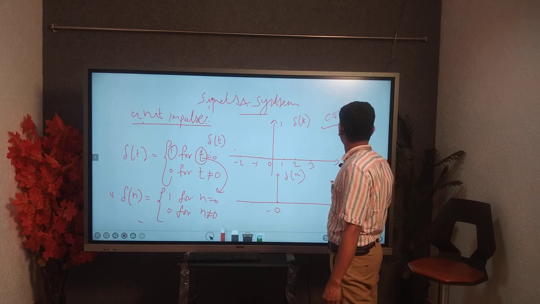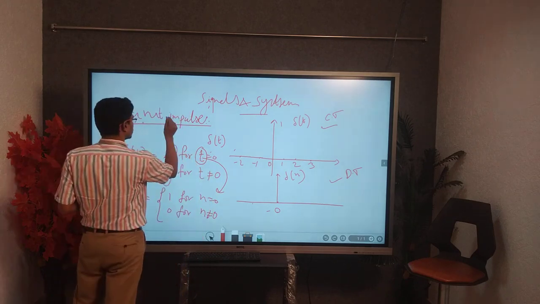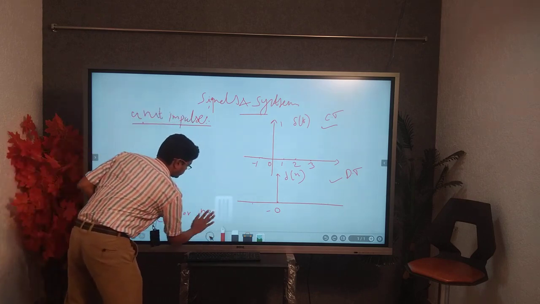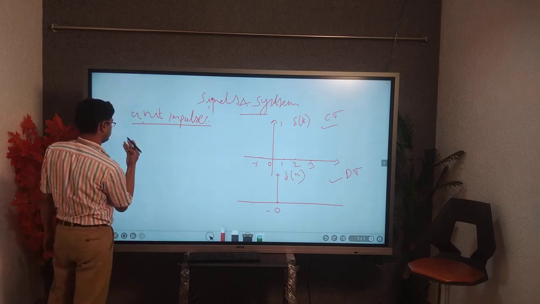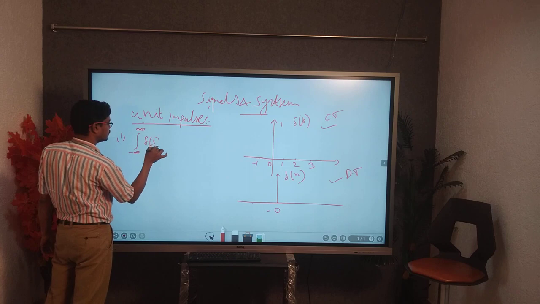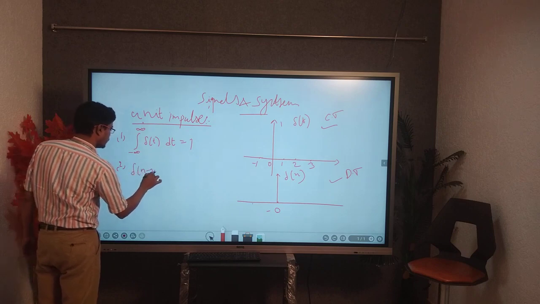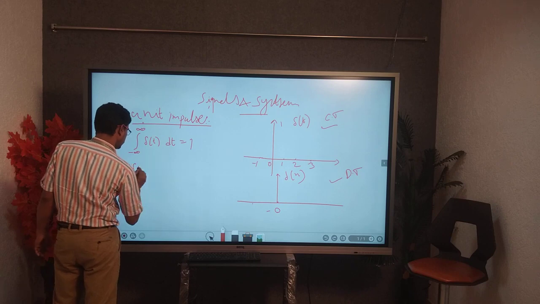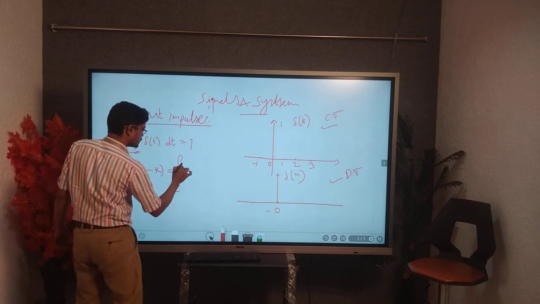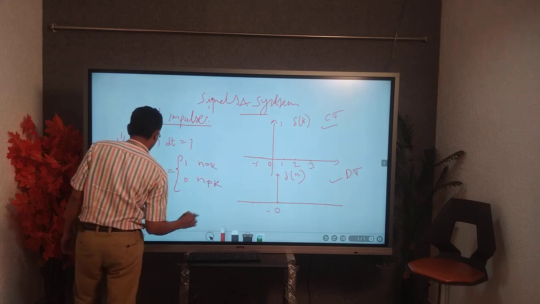This is continuous time, this is discrete time, and there are some important properties. We will discuss the properties one by one. The first one is the integral from minus infinite to infinite of del of t dt equal to 1, and the second one is delta of n minus k, which is defined as 1 for n equal to k, and 0 for n not equal to k.